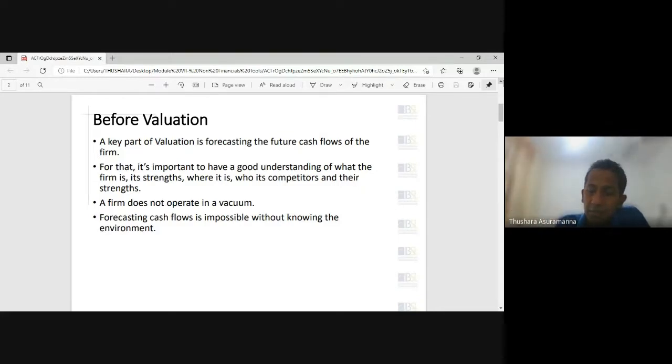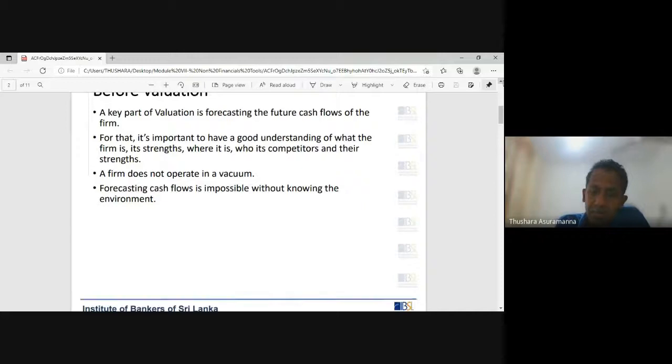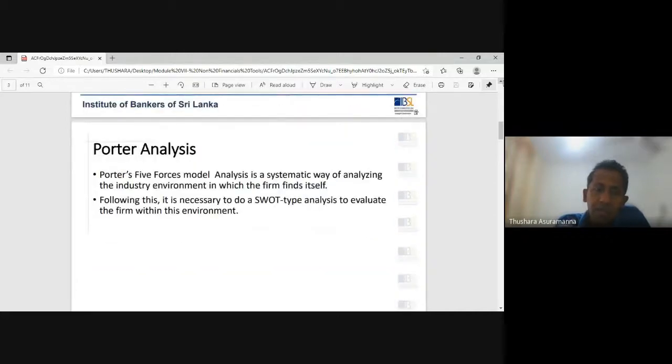That's why our whole exercise is on Porter's Five Forces, a systematic way of analyzing the industry environment in which the firm finds itself. It is necessary to evaluate the firm within the environment. If you understand how my business works, how my competitors work, what my competitive advantages should be, and how I should tackle or manage the competition, it is all to understand the business environment in relation to the industry or the competition.